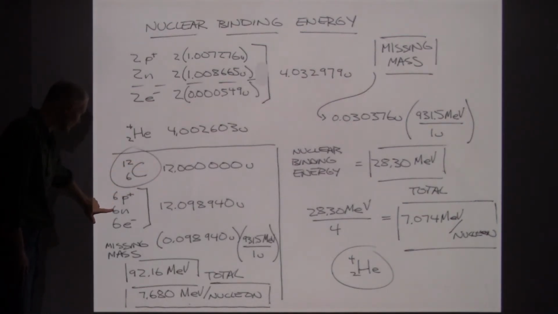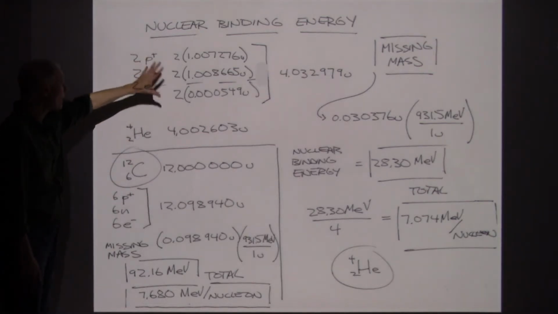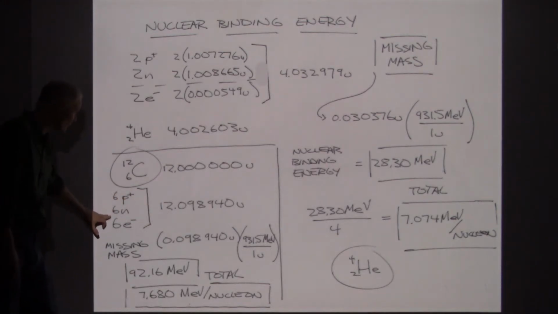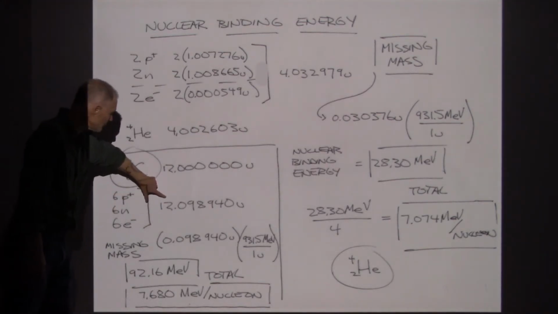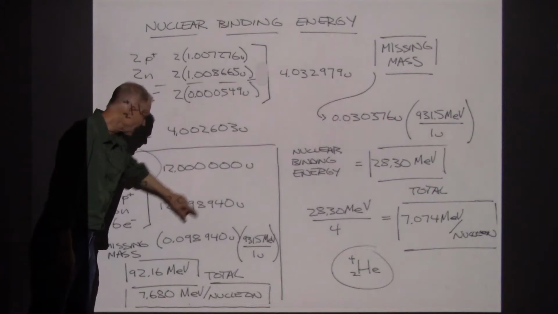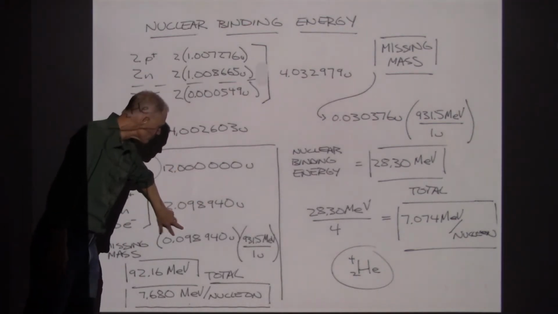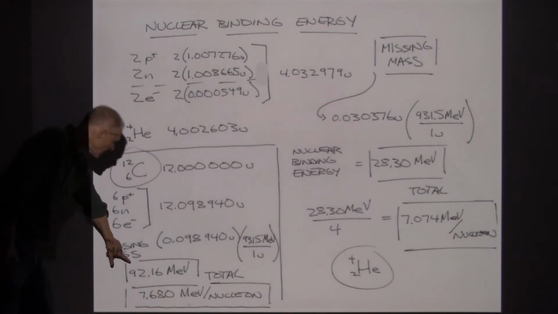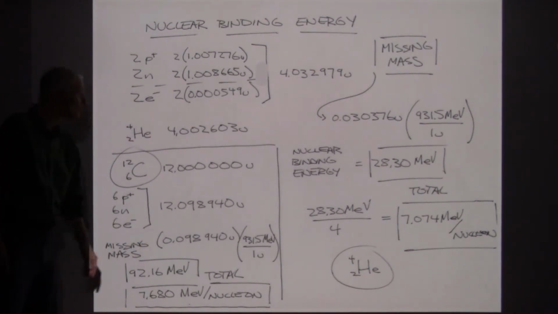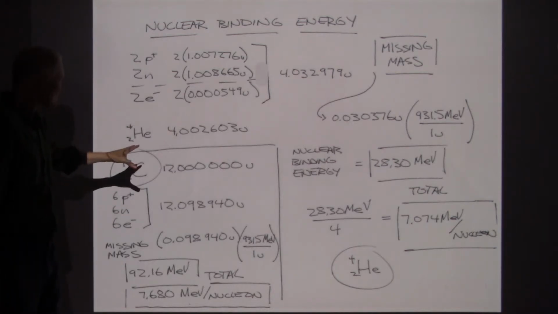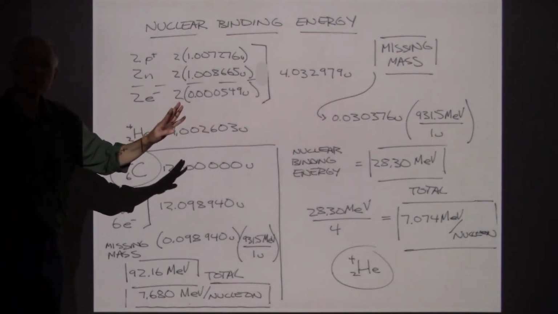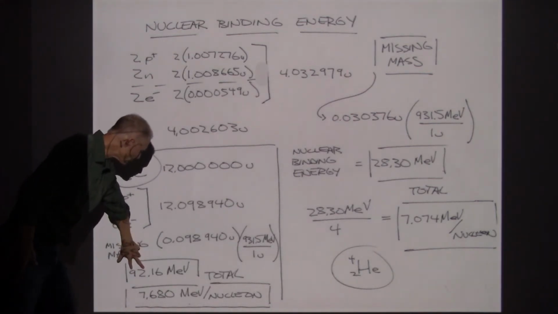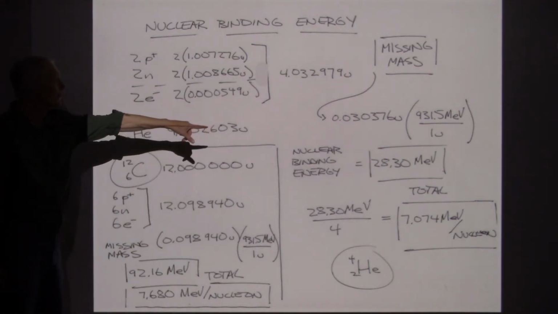If I take 6 protons, 6 neutrons, and 6 electrons, following all these masses that were in my table, I find that the combined mass of all the individual constituents adds up to 12.0989. I can take that missing mass and multiply by my conversion factor into energy. Wow, that is 92.16 MeV. Now, this is 12 nucleons. The helium-4 was only 4 nucleons. So maybe it's not fair to compare carbon-12's 92 MeV with helium's 28.